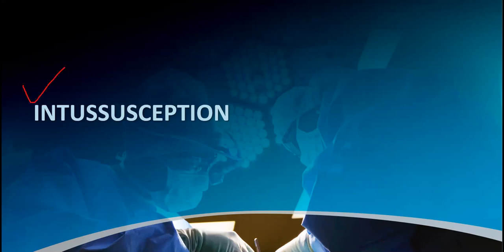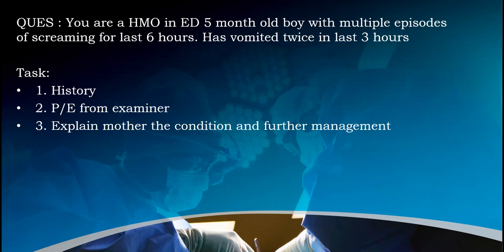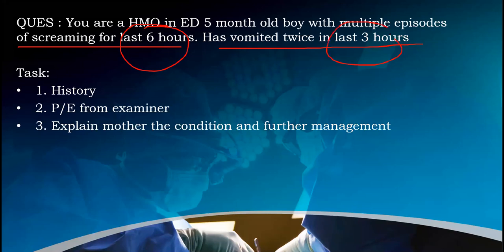Good. Now let's move into intussusception, another important topic. So you are an HMO in the emergency, a 5-month-old boy with multiple episodes of screaming for the last 6 hours, has vomited twice in the last 3 hours. So a 5-month-old boy brought in by father with multiple episodes of screaming. See, it's episodic screaming or crying. That's one of the very important clues for intussusception. It will always be episodic, not constant. And also it will come very acutely, and vomiting also can be there.